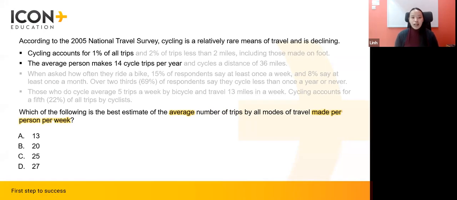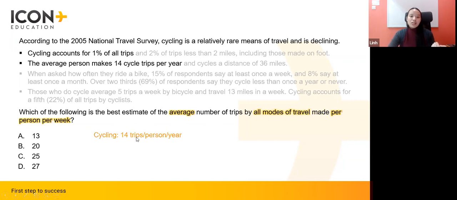So after I've crossed out all that stuff, I'm actually only left with the first chunks of the first two bullet points. Of all the information, these are the only bits that are relevant to the question. And now if we use them, we can figure out the answer. So first it tells us that there are 14 cycling trips per year, and this accounts for 1% of all trips, by all modes of transportation.